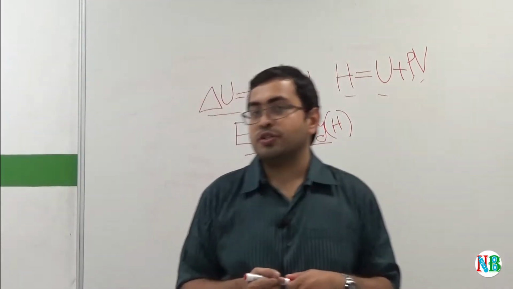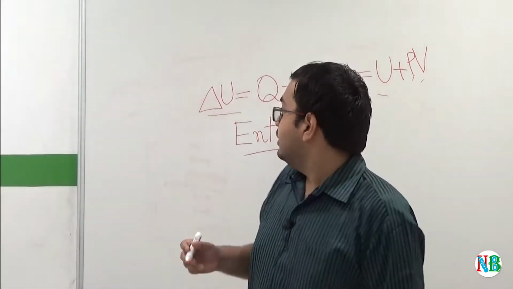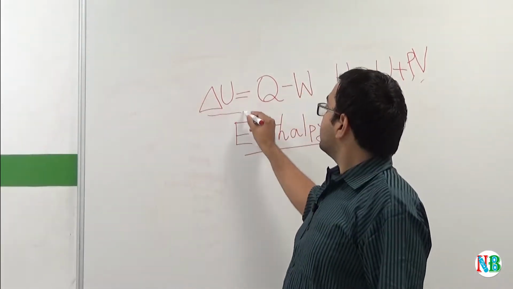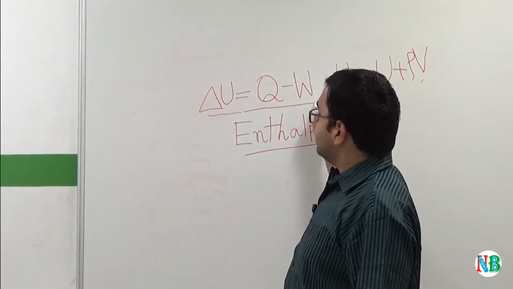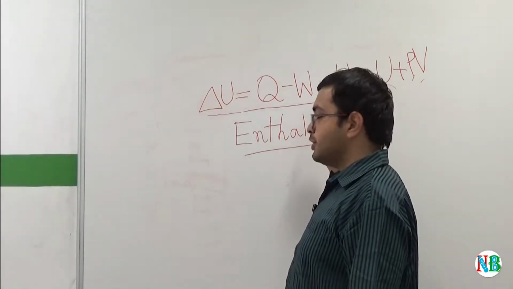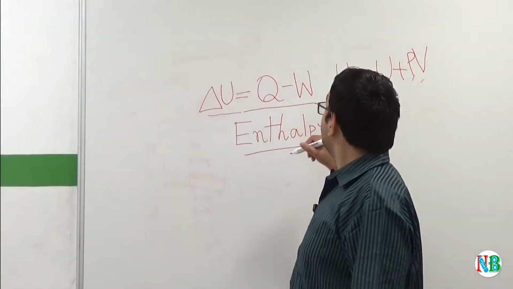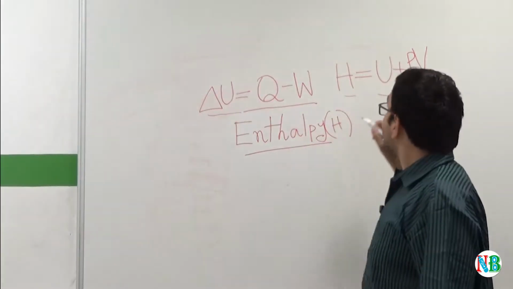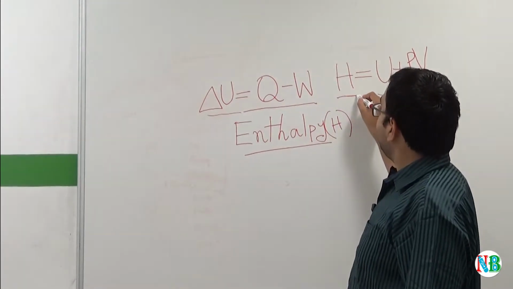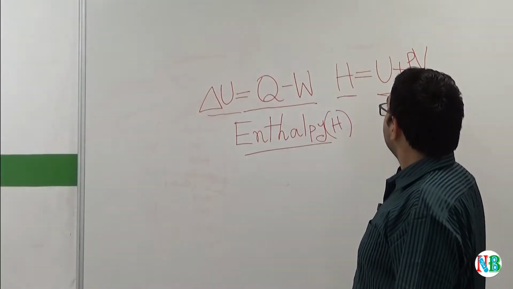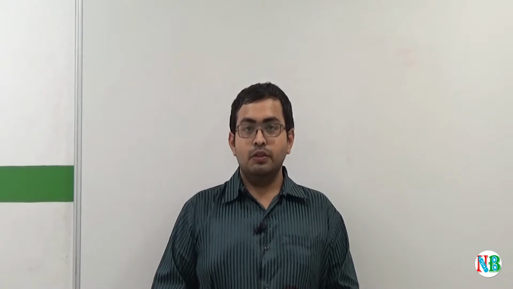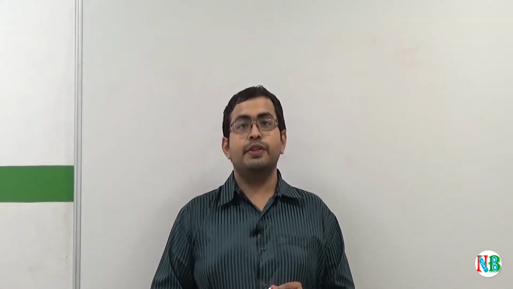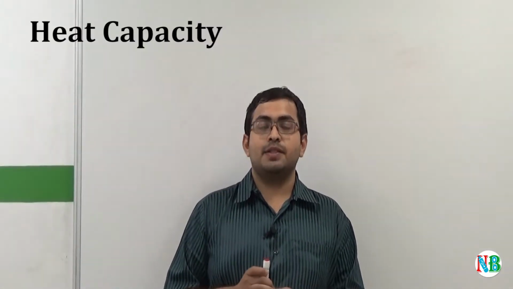Remember, the two laws that we have studied till now are: internal energy delta U equals Q, heat, minus W, the work done, and enthalpy, which says that total enthalpy H is equal to internal energy plus pressure into volume. The next topic included in the syllabus is heat capacity.